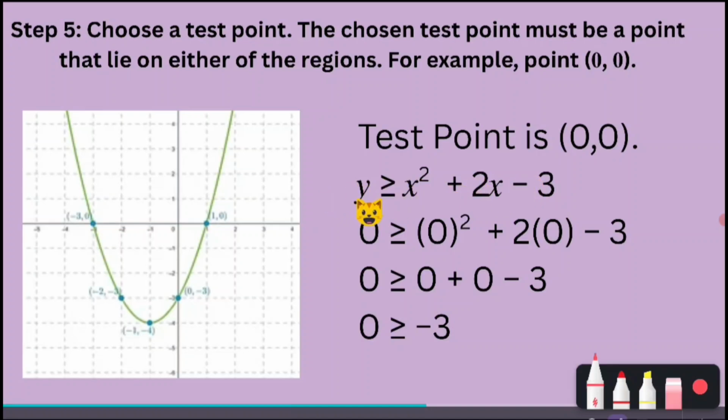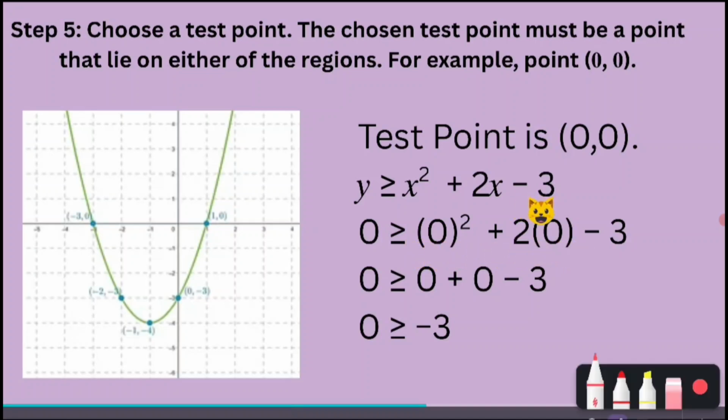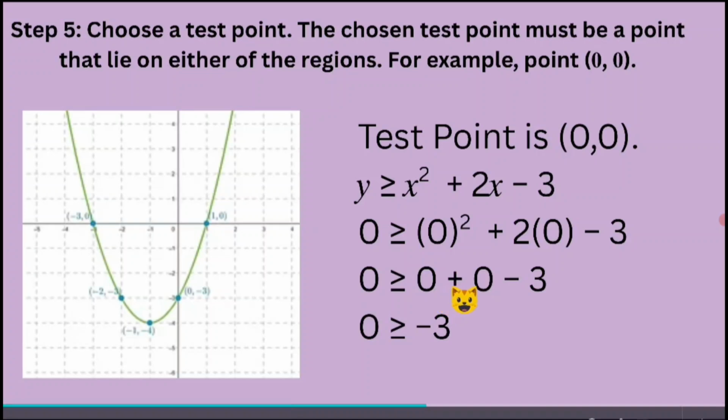So, ang inequality natin kanina is y is greater than or equal to x squared plus 2x minus 3. Then, substitute lang natin yung 0 sa inequality. So, we have 0 squared plus 2 times 0 minus 3. And then, solve natin. 0 plus 0 minus 3, that would be equal to negative 3. Ang next na gagawin, ito ba ay true or false? So, kapag ito ay true, shadean natin yung test point. Pero kapag false, doon tayo sa kabilang side mag-shade.